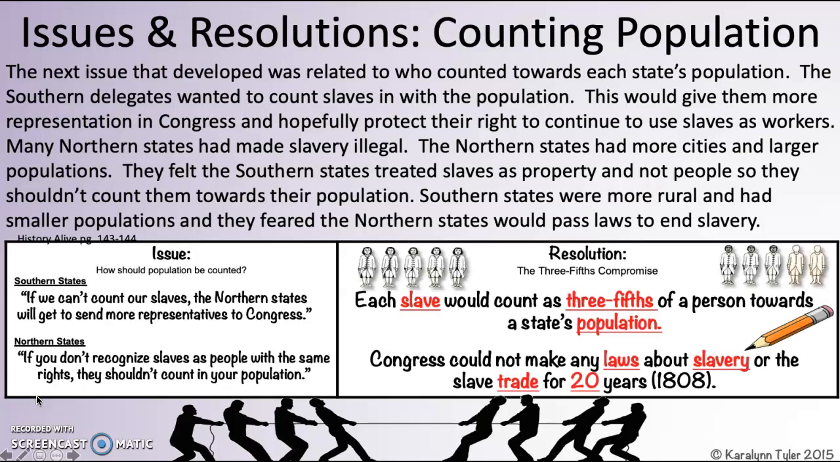And this is why. What they decide is that instead of allowing all the southern states to count every single slave, even though they weren't going to give them equality, each slave would be allowed to be counted as 3/5 of a person. So basically, 3 out of every 5 slaves were counting towards those states' populations. Congress also agreed that they could not make any laws about slavery or the slave trade for 20 years. And that ends in 1808. So that's the odious or the 3/5 compromise that they came up with in regards to slavery.